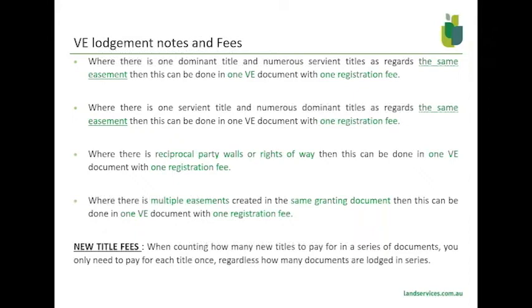When working out how many new title fees are to be paid, basically you only pay for each title once in a series of documents. For example, if you have a VE followed by a TG in series over the same 2 titles, you only pay for the 2 new titles, for the whole series of documents.